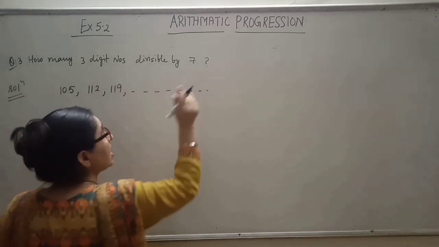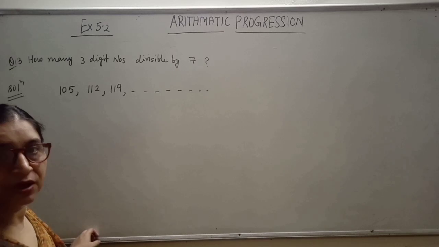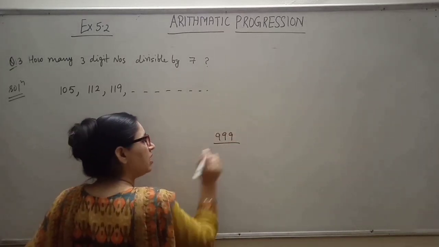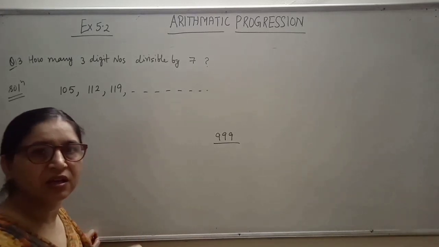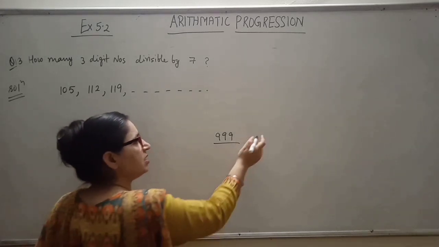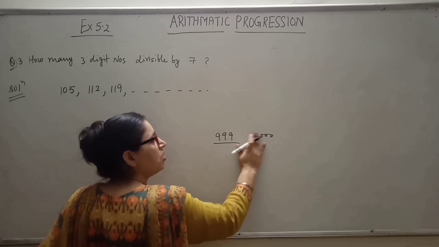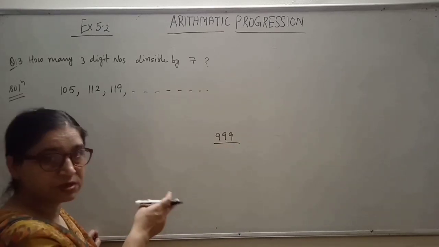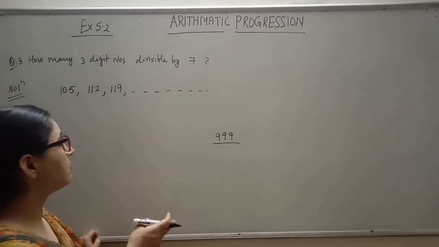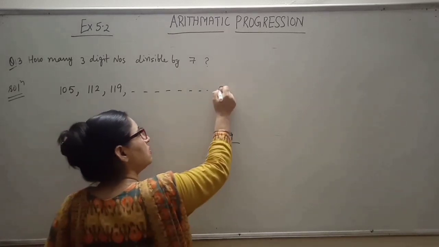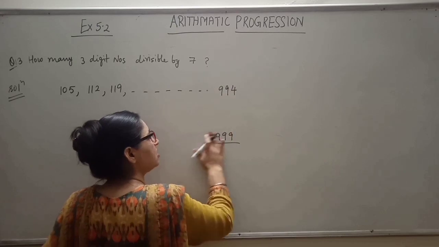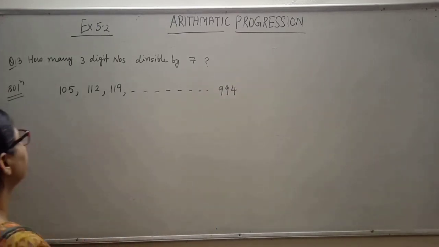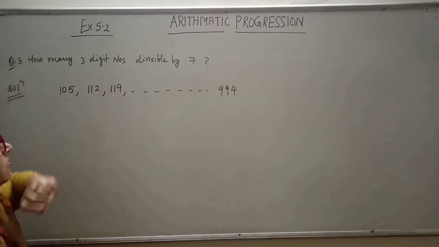Which number is the last 3-digit number? 999 is your last 3-digit number, because after that 1000 is a 4-digit number. So the last 3-digit number is 999, but it is not divisible by your 7. So which is the last 3-digit number divisible by 7? That is your 994. You can check it. Now how many 3-digit numbers are divisible by 7?